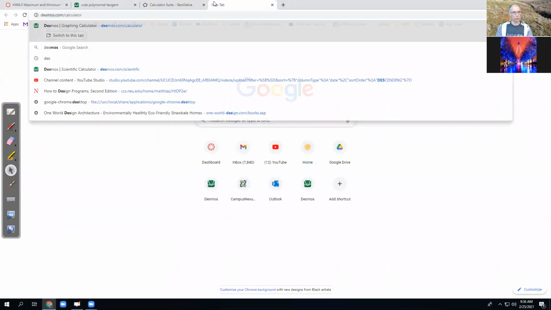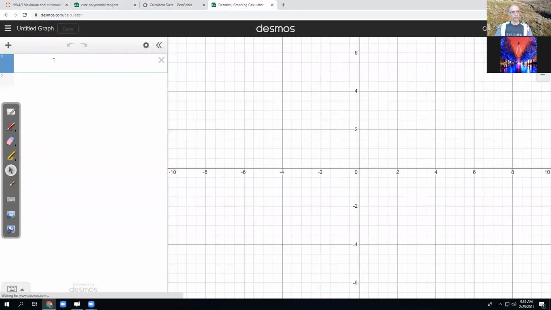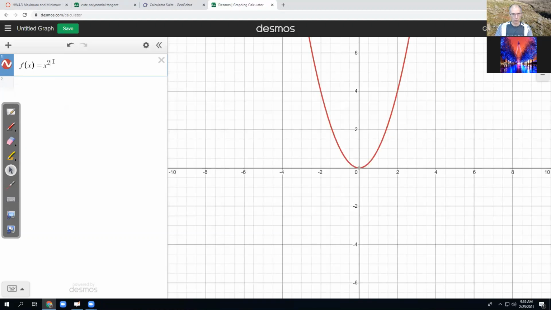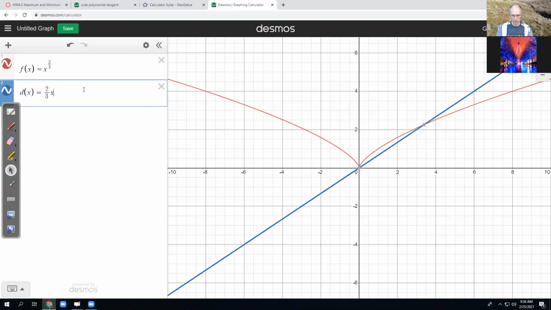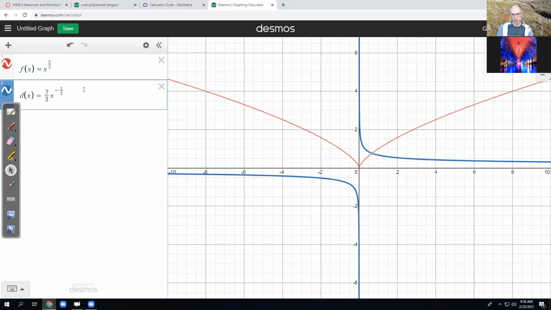Let's go back to Desmos. So f of x is x raised to the power 2/3. Ooh, that's a cute one. And the derivative is 2/3. I'm going to write it the first way I had it, which was x raised to the power -1/3. Oops, third. There we go.